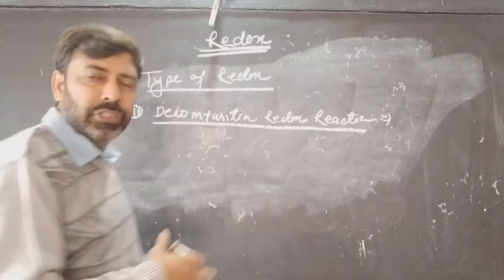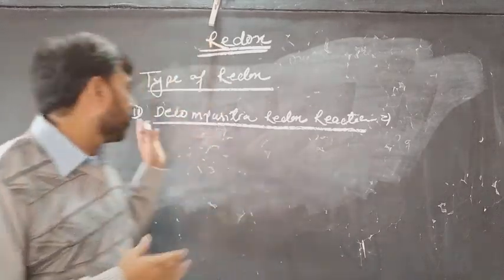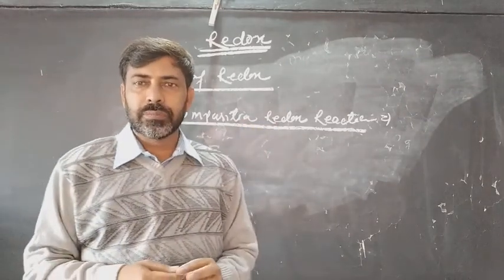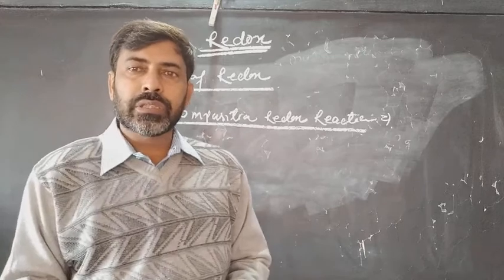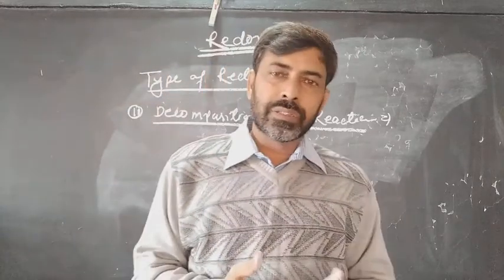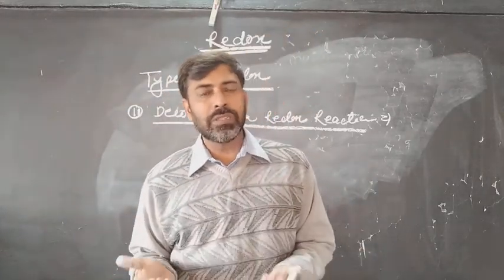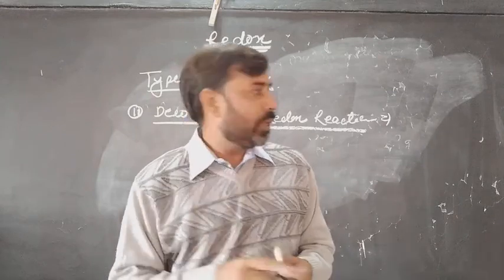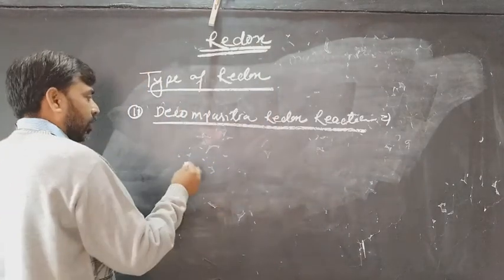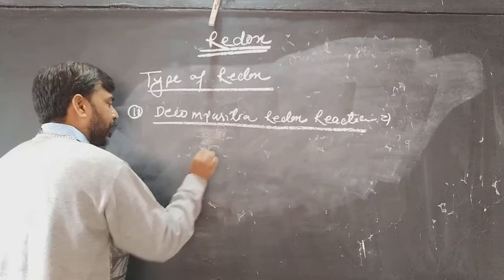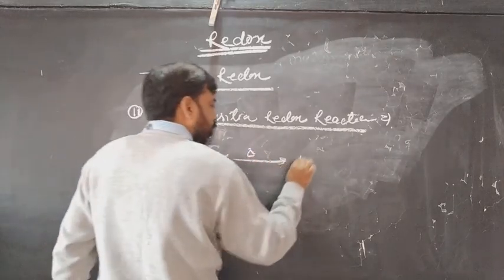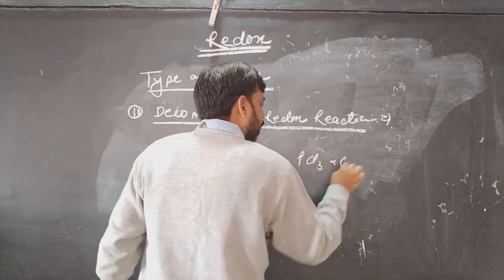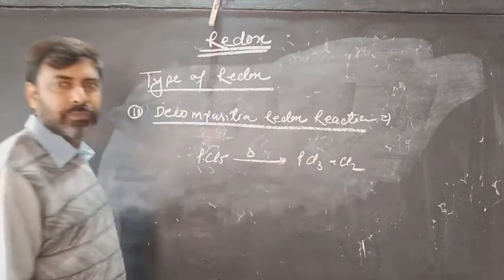The next redox reaction is the decomposition redox reaction. Similarly, the definition will be the same. When a decomposition reaction is a redox reaction, that is called the decomposition redox reaction. So we are seeing here a decomposition reaction: PCl5 on heating gives PCl3 and Cl2.